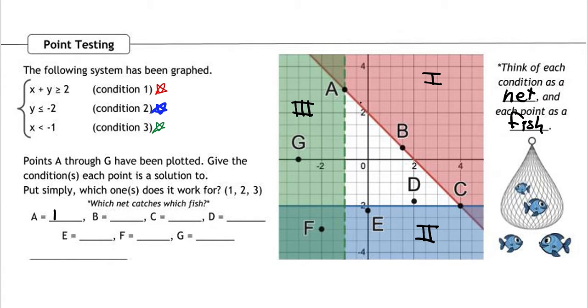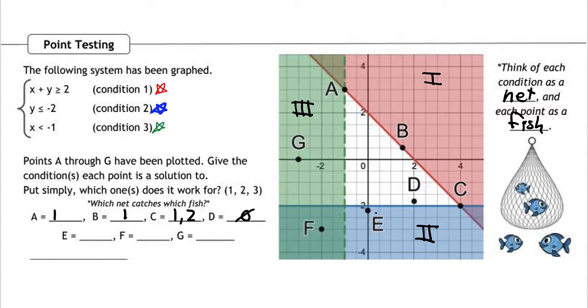So there you go. A only works for 1. B also only works for 1. C, it's on the red solid line. It's on the blue solid line, so it works for 1 and 2. D is on none of them. It doesn't work for anything. It's missed by all of the nets. This fishy is getting away free.